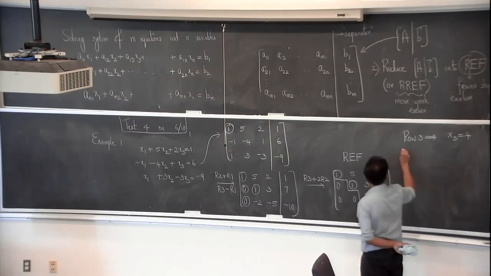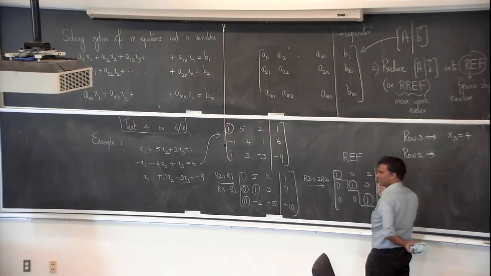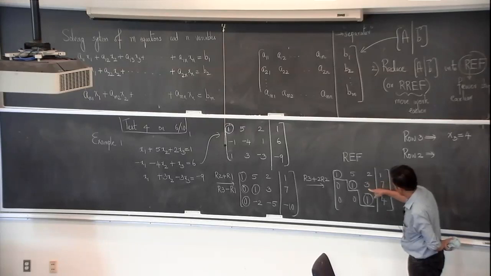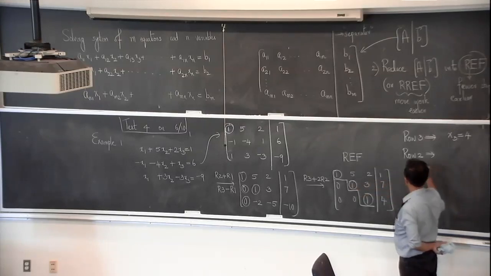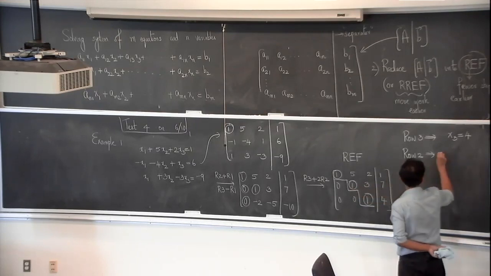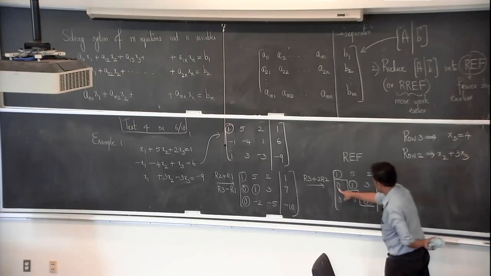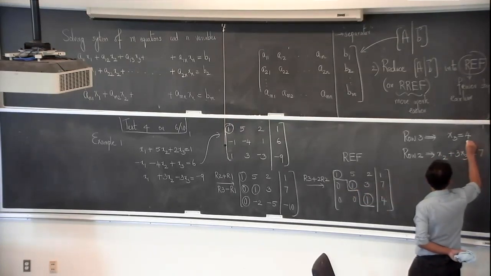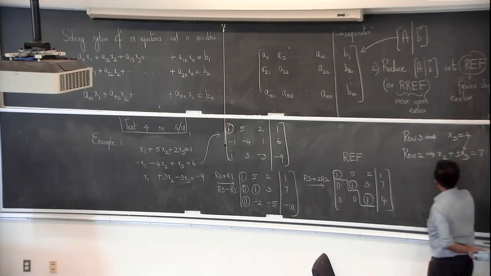Row 2, and this is the small inconvenience with REF compared to RREF. The RREF would have probably kept a 0 here. That way, it would have said x2 equal to something. But now you have to do this extra term, which is 0x1 plus x2 plus 3x3 equal to 7. Not the worst thing when you compare REF versus RREF. So x2 is -5.